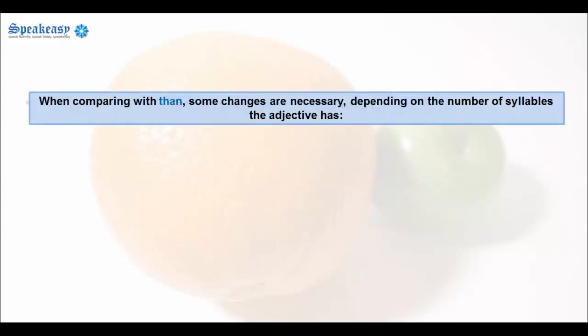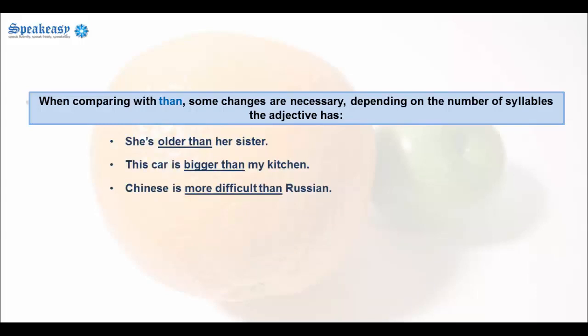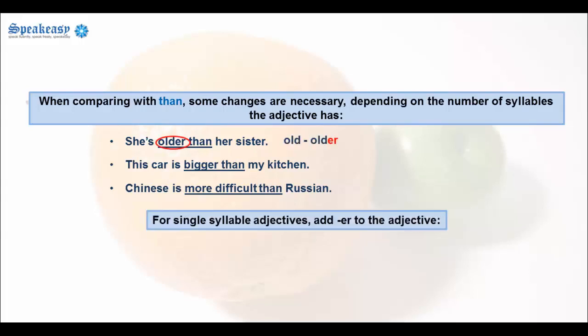When comparing with than, some changes are necessary depending on the number of syllables the adjective has. She's older than her sister. This car is bigger than my kitchen. Chinese is more difficult than Russian. For single-syllable adjectives, add er to the adjective.